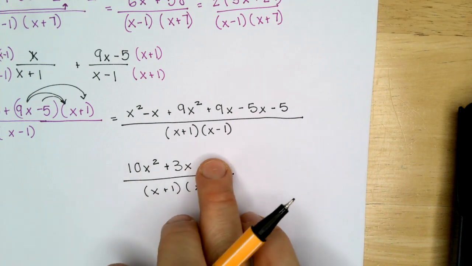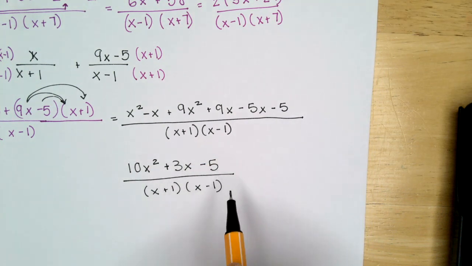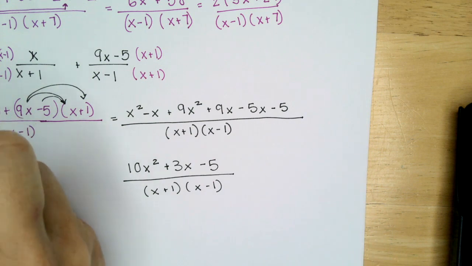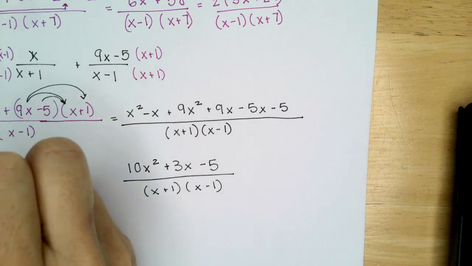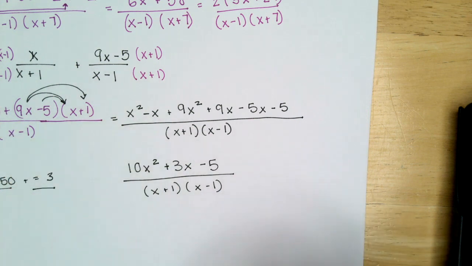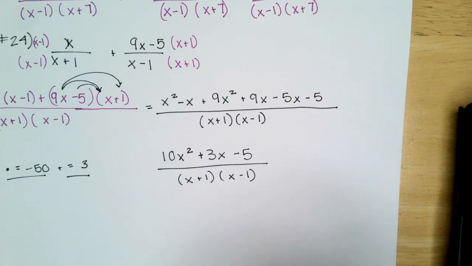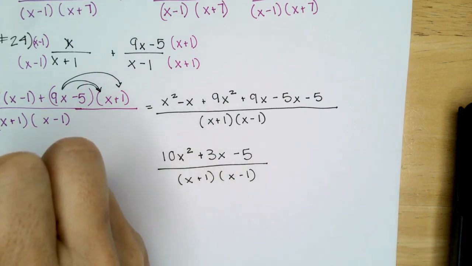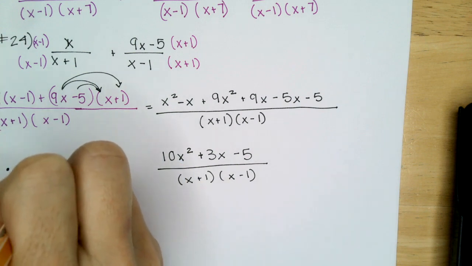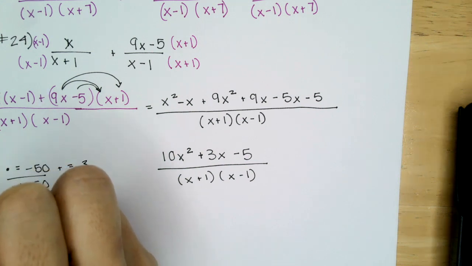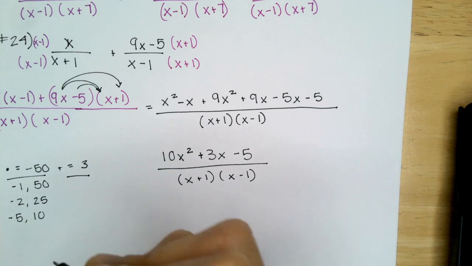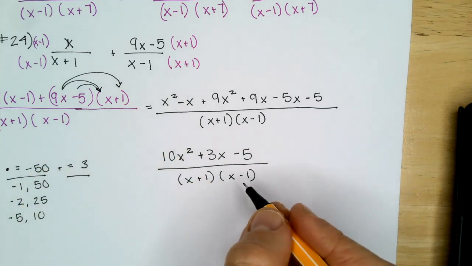Good. Can you factor anything out? 10, 3, and 5? No. Can I find numbers that multiply to equal negative 50 and add to equal 3? I don't think so. Negative 1, 50, negative 2, 25, negative 5, 10. So I'm just going to leave it like that. So that's 24. 25 is a long one.